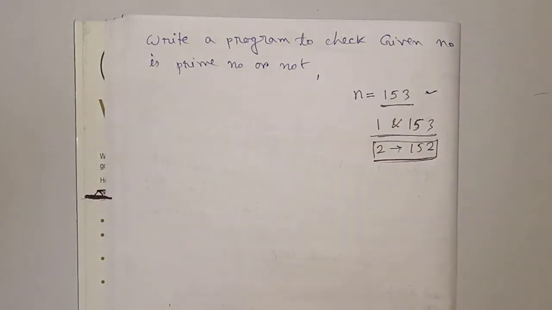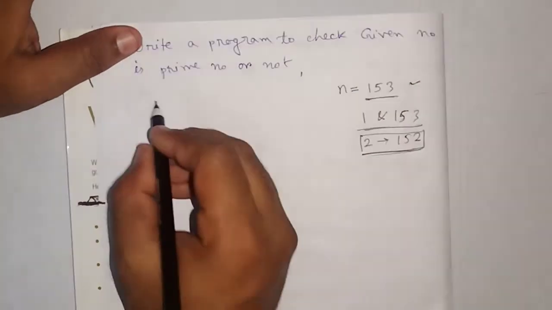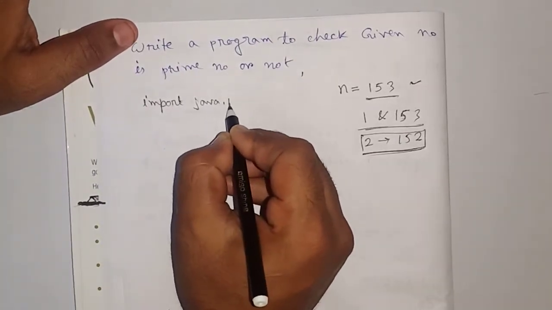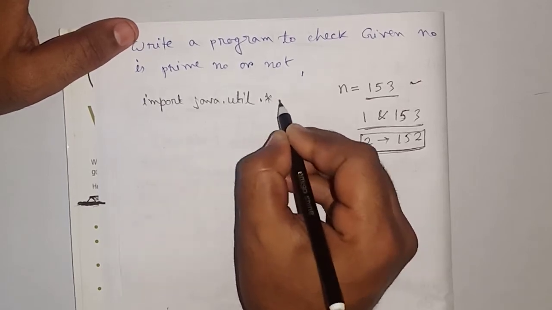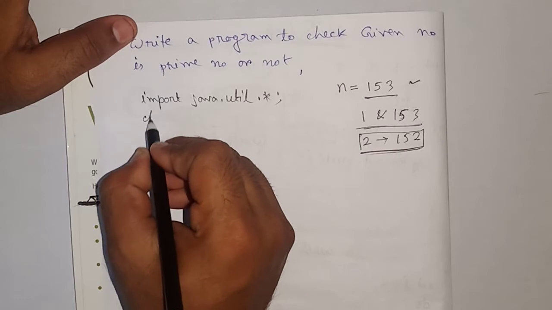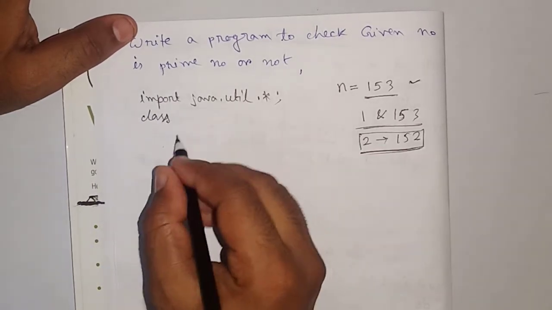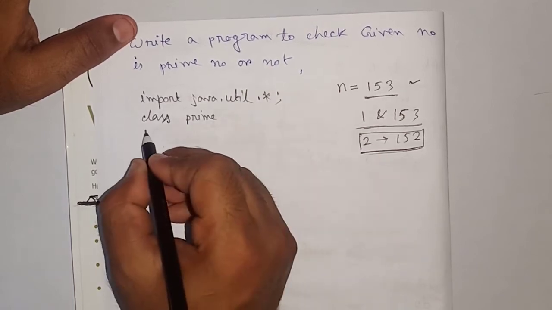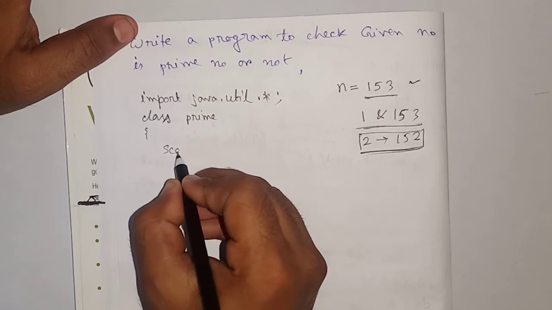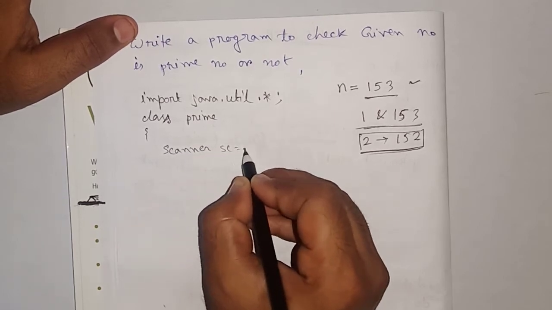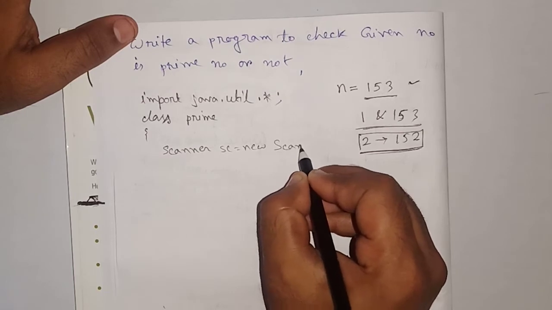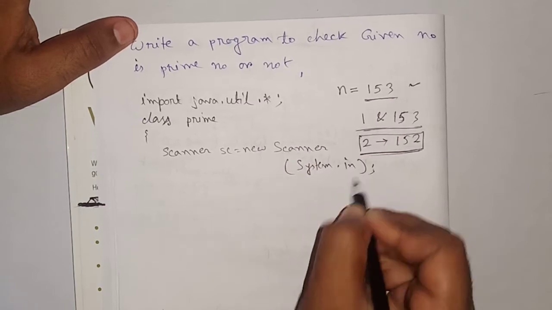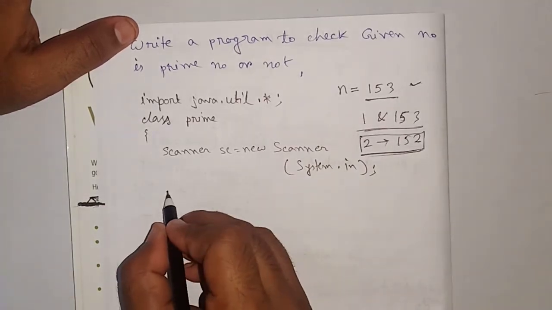So let's start the program. I'm writing the remaining portion first. So import java.util.Scanner, then class PrimeCheck. I'm writing Scanner sc is equal to new Scanner(System.in).